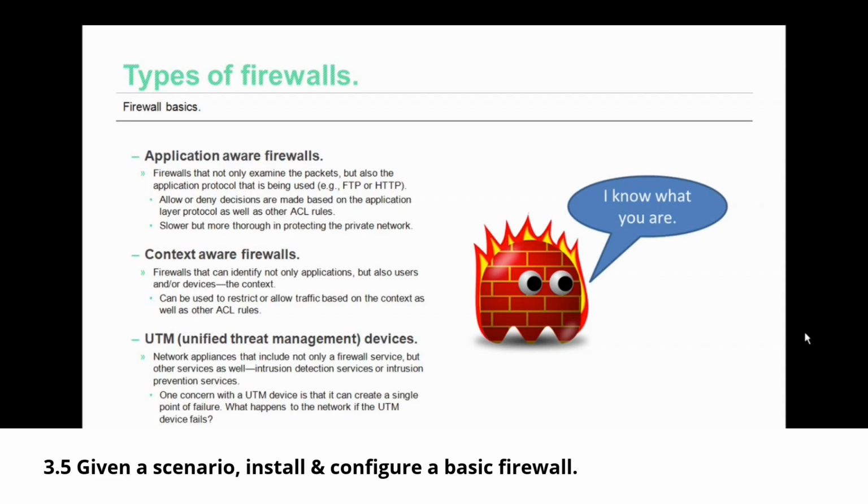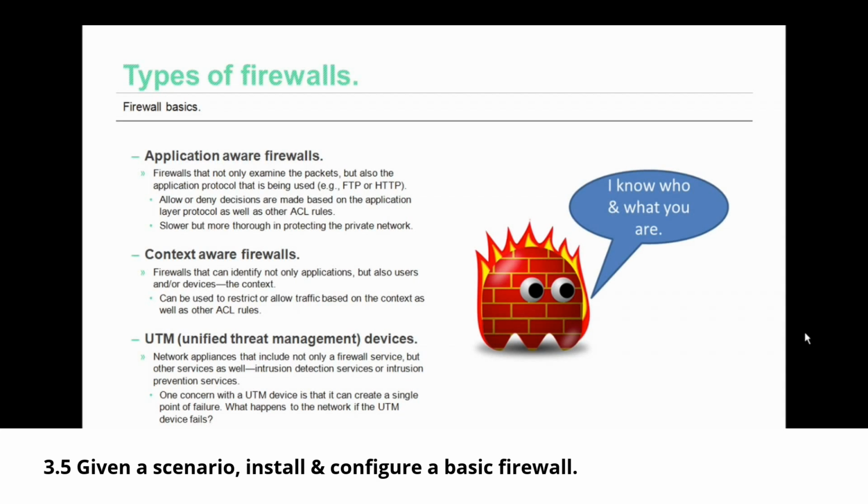There are application-aware firewalls. These are firewalls that not only examine the packets, but also the application protocol that is being used. So it knows if it's FTP or HTTP that's being used. Application-aware firewalls make allow or deny decisions based on the application layer protocol as well as other ACL rules. They are slower but more thorough in protecting the private network than firewalls that are not application aware. There are also context-aware firewalls. These are firewalls that can identify not only applications but also users and/or devices. This is the context of the traffic. So context-aware firewalls can be used to restrict or allow traffic based on the context as well as other ACL rules.